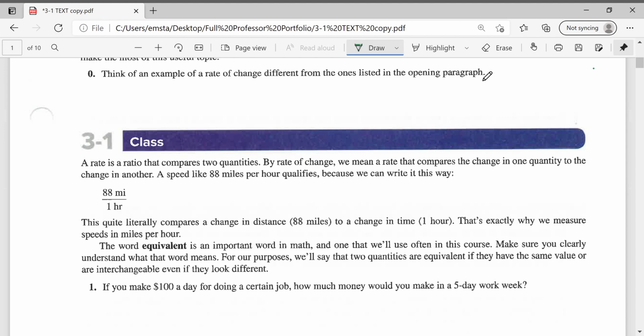The word equivalent is an important word in math, and it's one that we use often. For our purposes, we'll say that two quantities are equivalent if they have the same value or are interchangeable even if they look different.